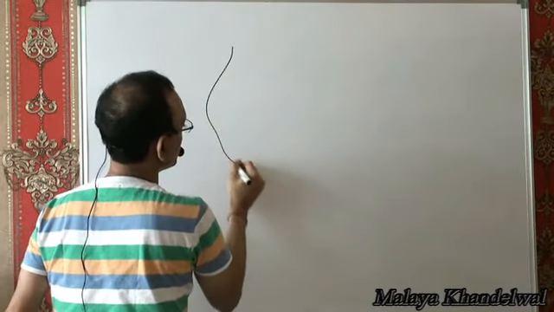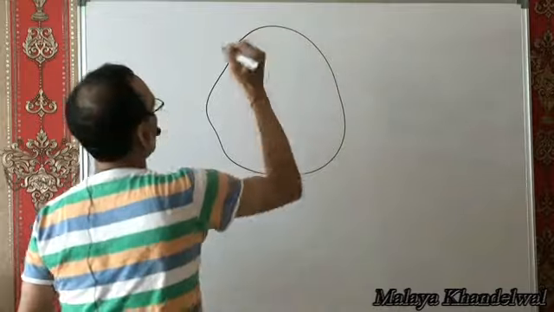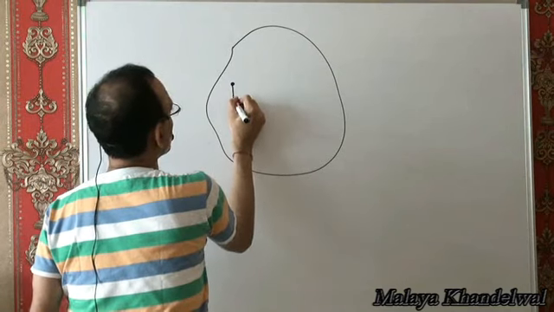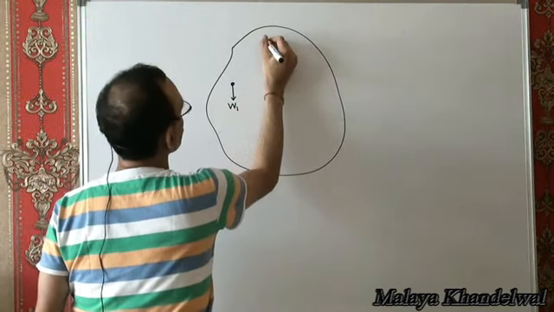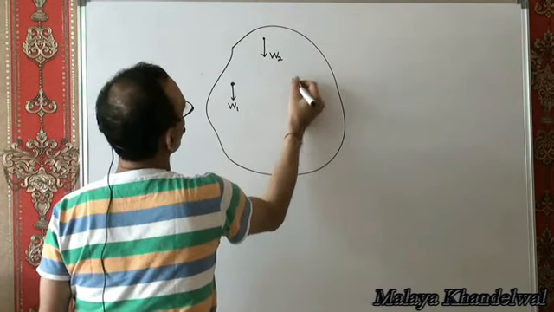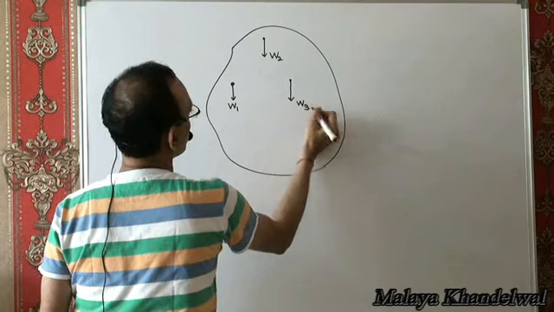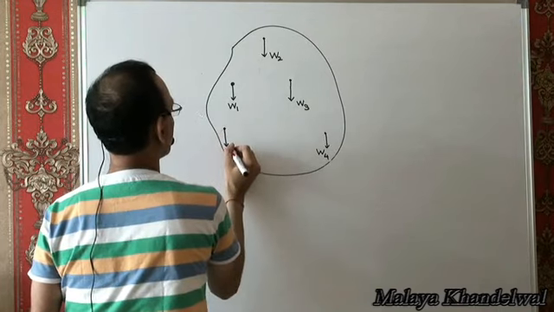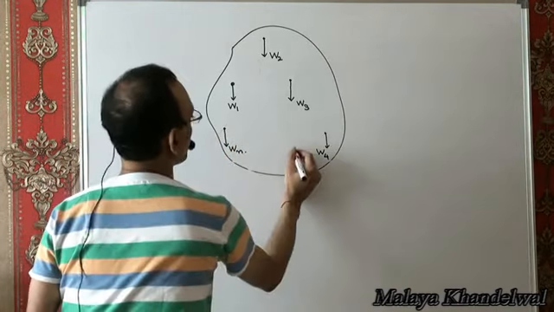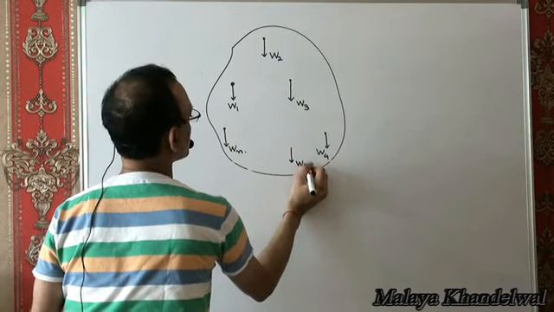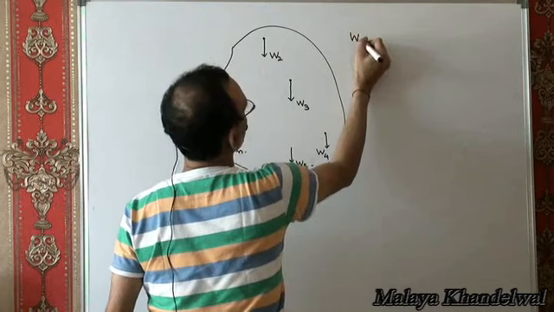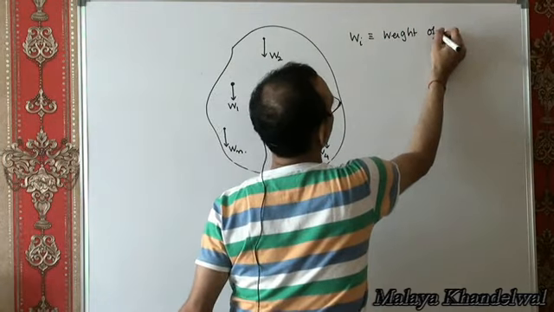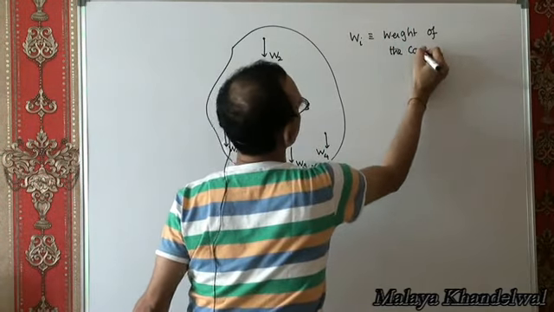So this is a body, and it's composed of a number of particles, right? And their weights are W1, W2, W3, W4, Wn, etc. These W1, W2, Wi are the weights of the constituent particles of this body.